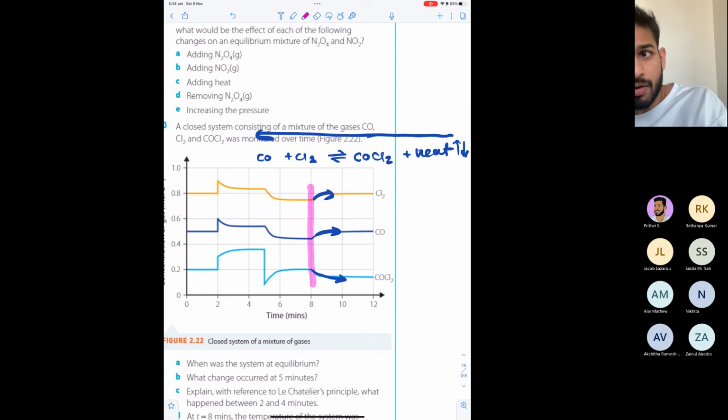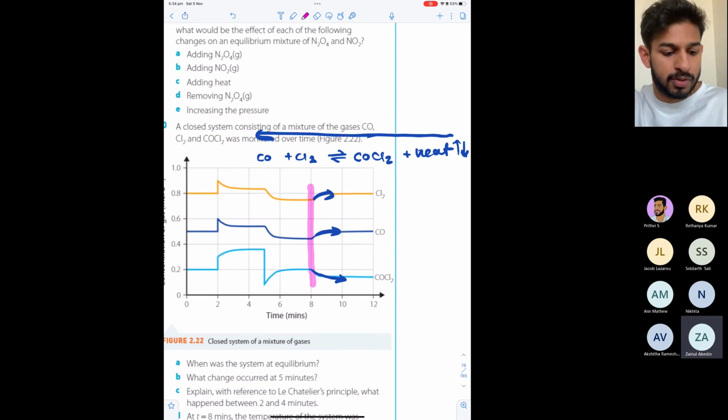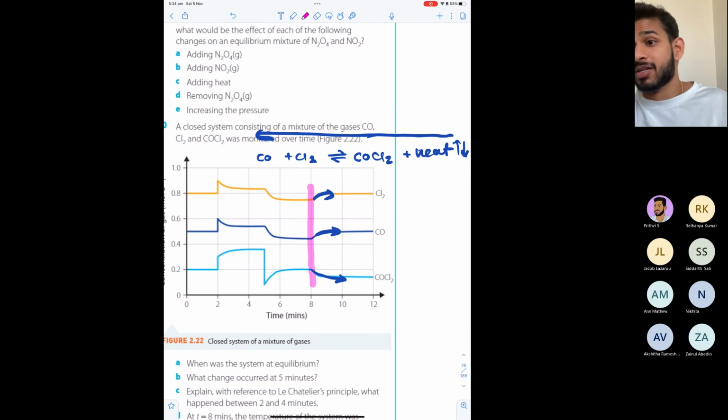The CO is carbon monoxide, and the COCl2 has a name. I can find that out for you. It's called phosgene. So yeah, phosgene. There you go. That's right, phosgene. But you don't need to know that, right? It's just a combination of multiple different elements.